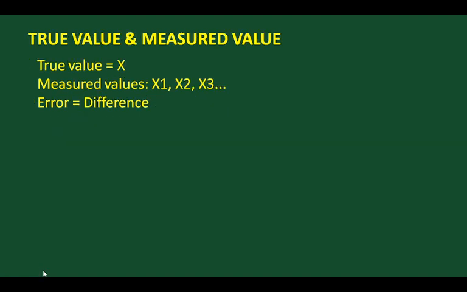Now we have two values, one is the true value and the other is the measured value. The true value is equal to x. Suppose the measured values are x1, x2, x3. The difference in the values will be the error, right? So what is defined as the error?